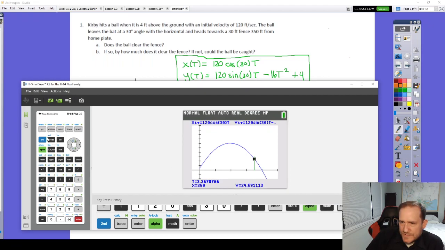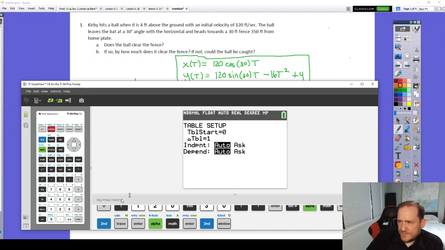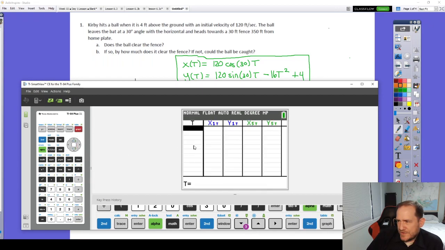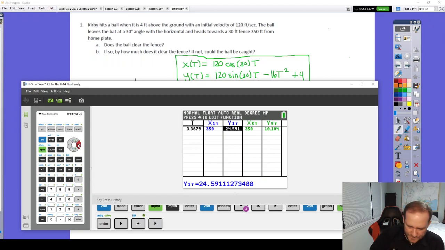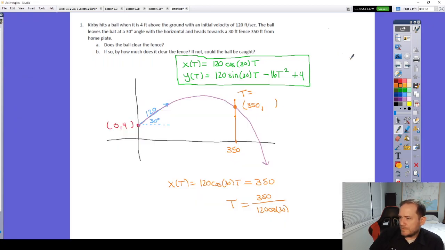Now the better way to do this, though, is go into table setup and set your table up to allow you to ask for the independent variable values. That's the t's. So now instead of an auto-generated list of t values and stuff, we can ask for our own t's, the only one we care about, and it'll give us our answers. So we can see that our height at the time is 24.591. So let's take that information now and address the problem.